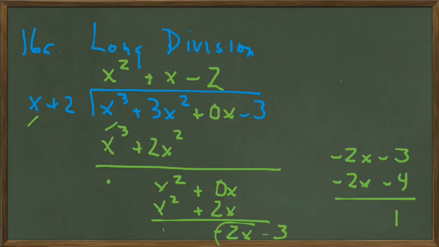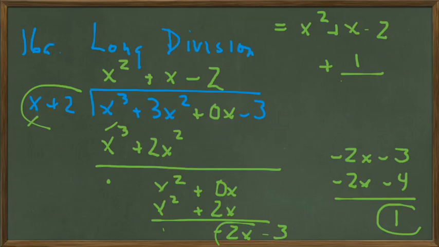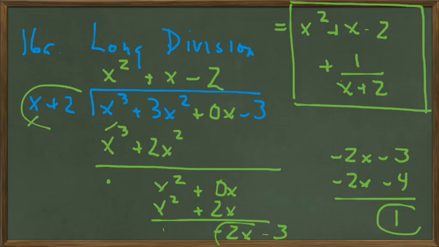And so this is our remainder over this denominator. And so writing this out, we have that the result is it goes in evenly x squared plus x minus 2 times, and it has a remainder of 1 divided by the divisor, which is x plus 2. So this long division problem has these 4 terms, the last one being a fraction.